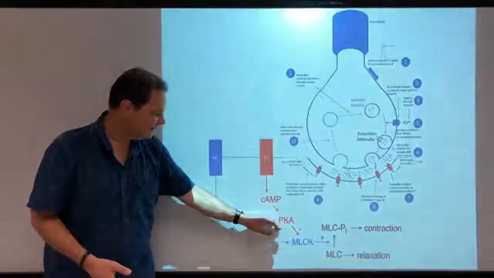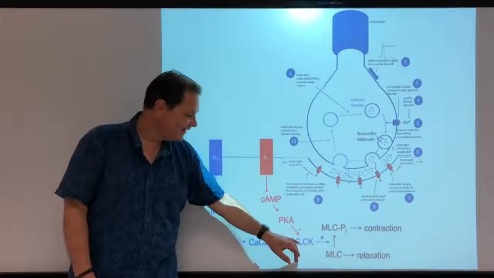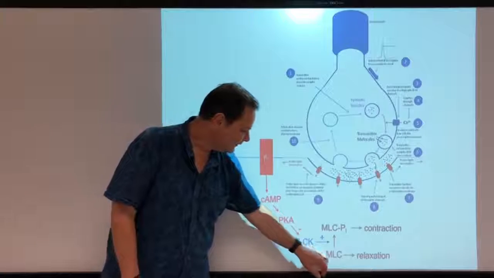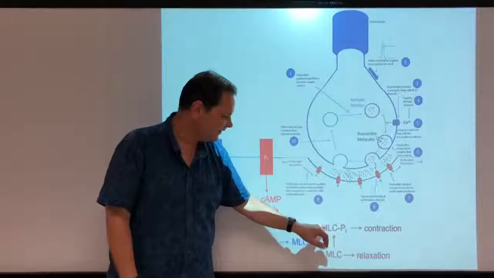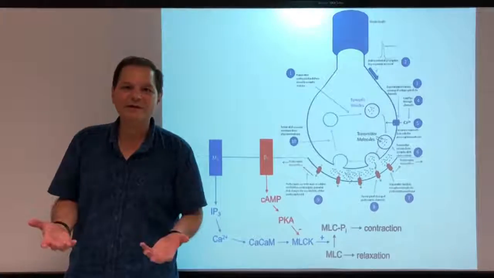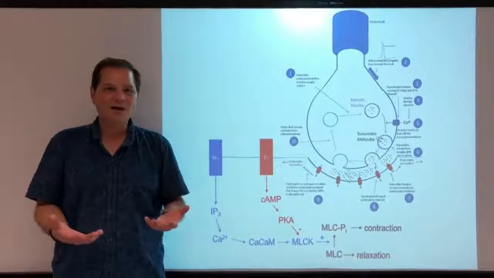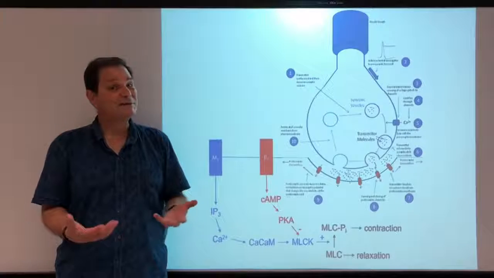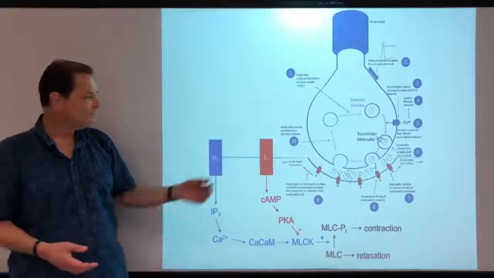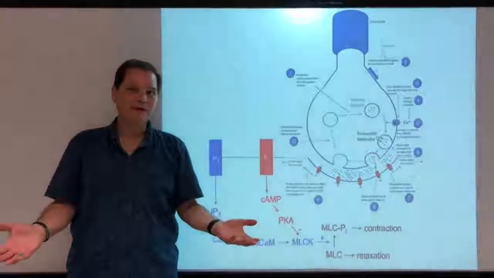Increased cyclic AMP, increased PKA, PKA phosphorylates myosin light chain kinase, that decreases myosin light chain kinase activity, causes you to have more myosin light chain and less phosphorylated myosin light chain, and that gives you relaxation, decreased GI motility. That should make sense. High sympathetic tone, I really don't care about how fast I'm digesting food. So I'm decreasing my GI motility in response to norepinephrine binding here. Very predictable, okay?